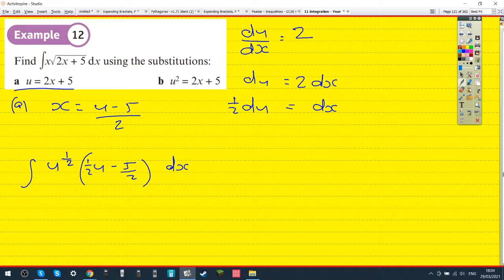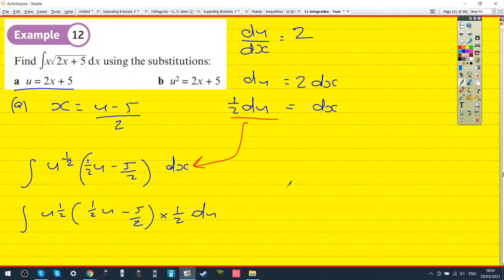Does that mean that a half du is the same as dx? Yep. And so now we have it in terms of, hang on, I forgot the half. And so, yep. What's next?